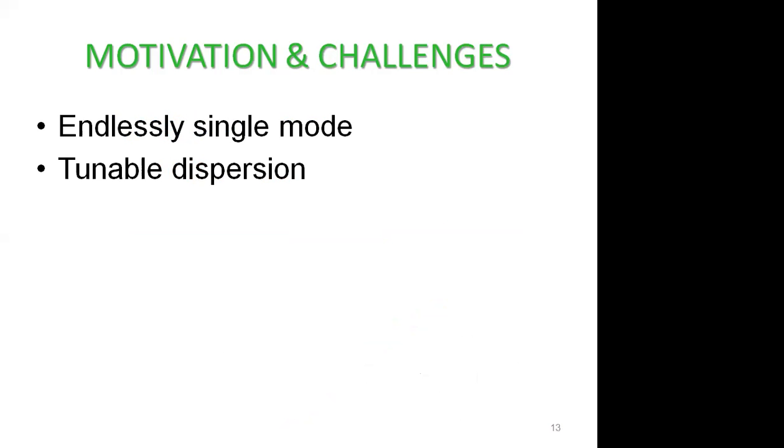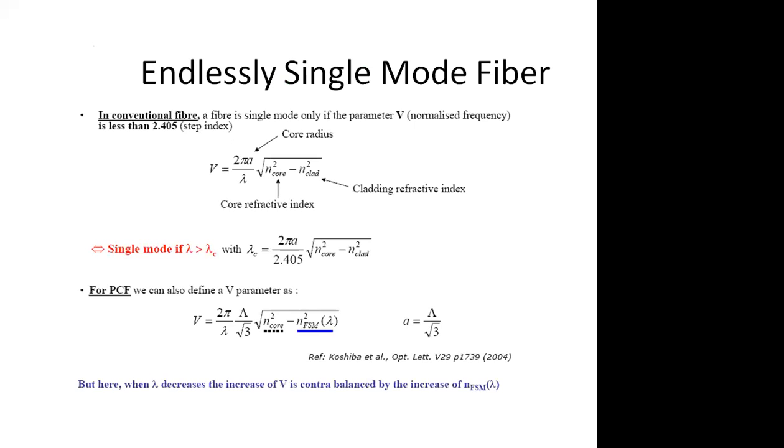Okay, so these are the two important things. One is endlessly single mode. Second one is the tunable dispersion. Now what is endlessly single mode? Even if I increase the core area from 12 to 20 to 30 to 40, it should be in a single mode only. That is known as endlessly single mode. And using single mode fiber, it is not possible. But using photonics, it is possible.